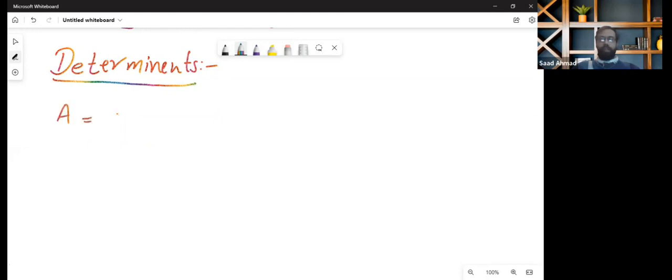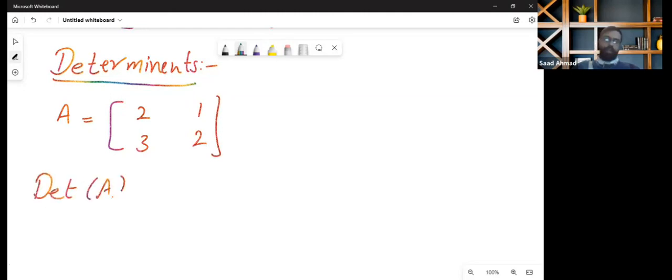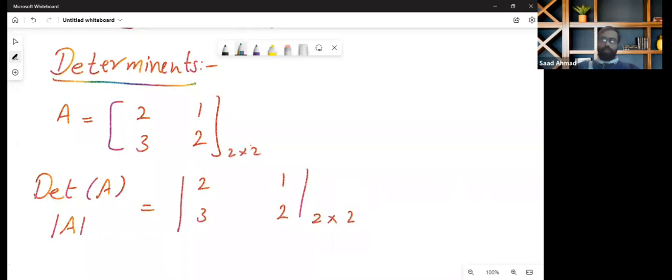Let's say we have a matrix A, 2, 1, 3, 2, like this. And we want to find the determinant of A. It's written as det(A), or the other way to write it is you put A and then put vertical lines around it. So we want to find this determinant. This is a 2 cross 2 matrix, so we are doing its determinant.